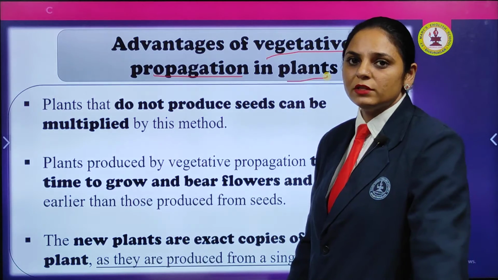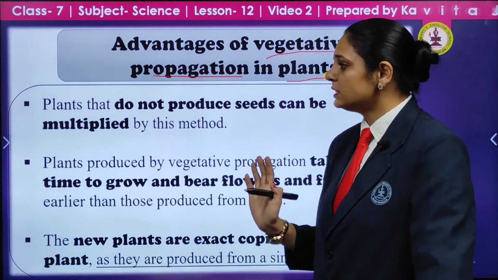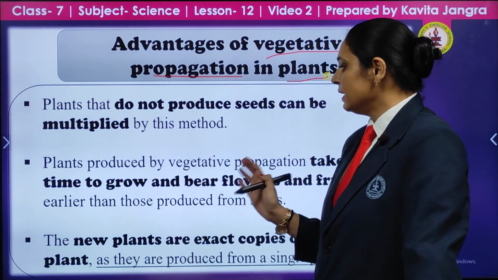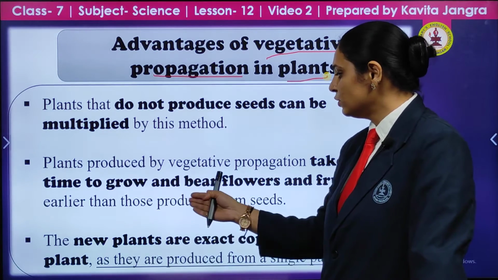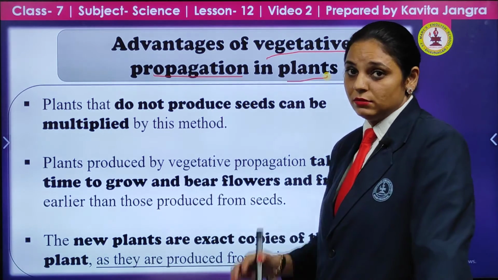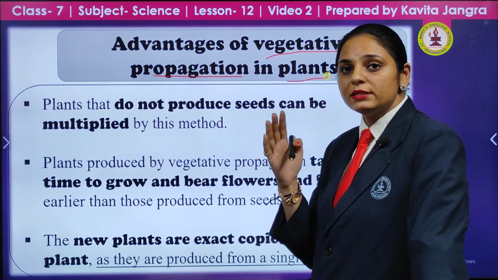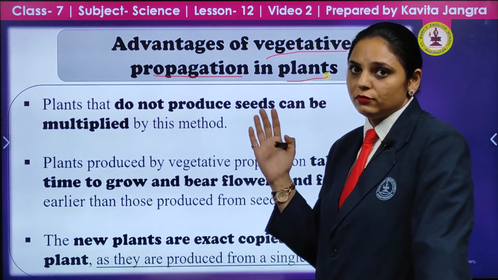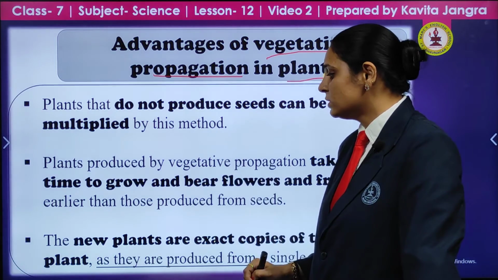And what is the advantage of this vegetative propagation? Plants that don't produce seeds can be multiplied by this method. Next, they take less time to grow and bear flowers and fruits earlier than those produced from seeds. If you plant from seeds, they will give rise to flowers and seeds later, but through vegetative propagation, they will have the fruits and seeds earlier as compared to the seed plant.